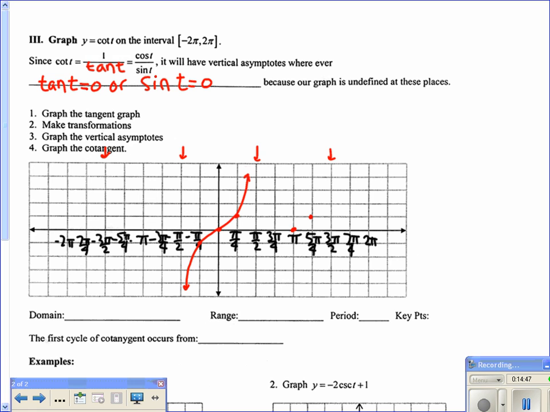And I'm going to keep on doing that. So at pi, we have 0, 1, negative 1, and then we follow along our asymptotes. And again, I just didn't draw the asymptotes in because I don't want our graph to get too messy with everything on it. So I don't need that point there because we're only graphing from negative 2 pi to 2 pi.